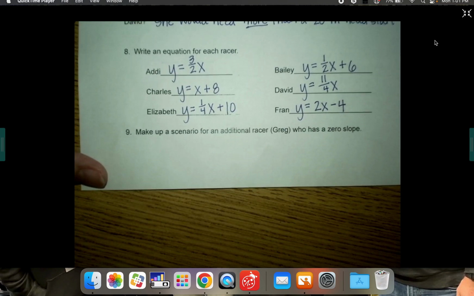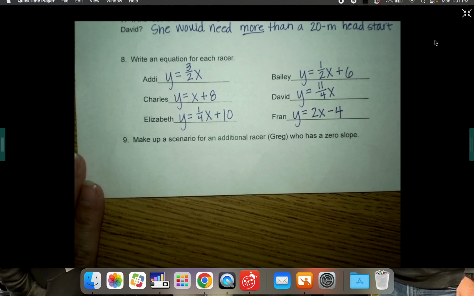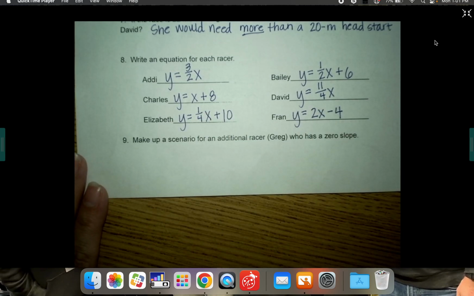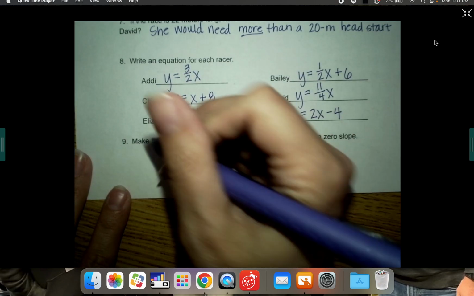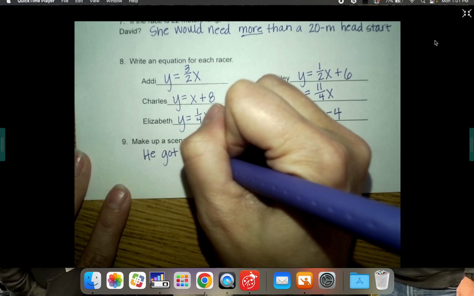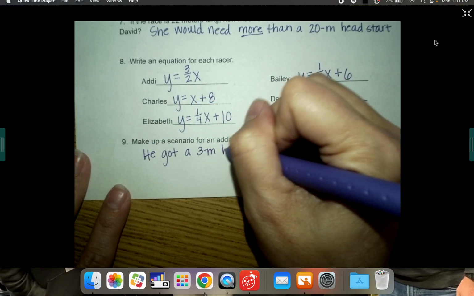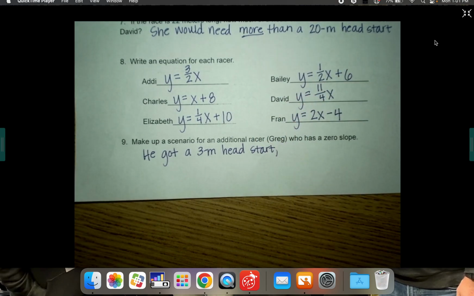Oh, yes. Okay, so somebody hit his tricycle. His tricycle fell apart, and then he started crying and stayed there. Something, you guys make it up. I love to see these. Whenever I grade yours, I'm going to see how clever you are. But I do want you to say he got a 3-meter head start. And then I'm going to say his tricycle broke, and he started crying.